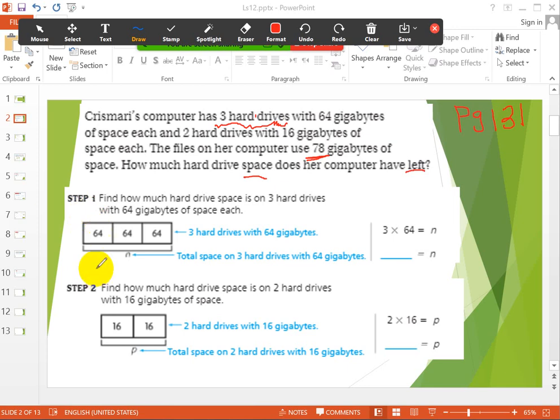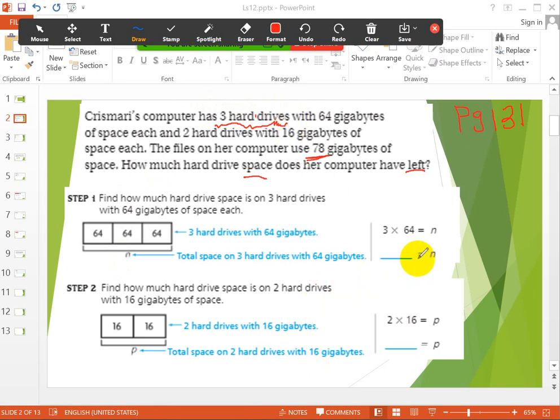So if I want to know the space for those 3, what do I have to do? I have to multiply 3, the number of hard drives, with the space of each one. That means I have to multiply 3 with 64, and that is the amount n. N here is the total space for those 3 hard drives.